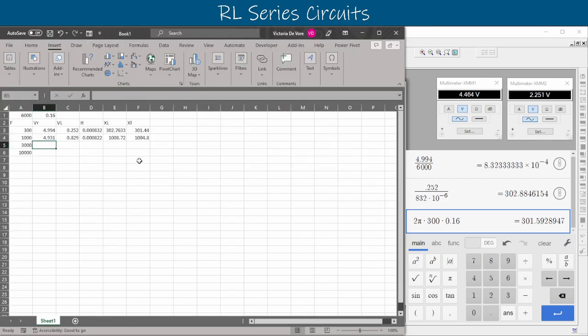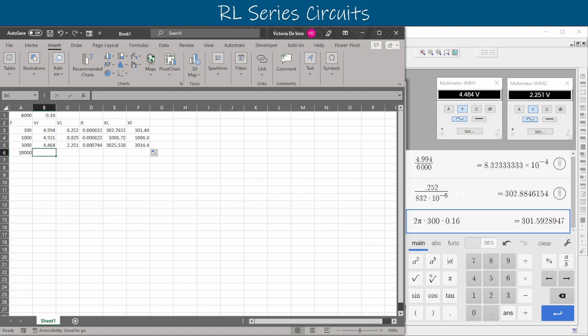Now we've got 3000. So we'll say that we have 4.464 volts, and then we now have a 2 volt, right? We got 2.251 volts. Interesting. So we can highlight all of these, grab this little square at the bottom and drag it down. And now those all worked perfectly because we made those other ones stay in place.